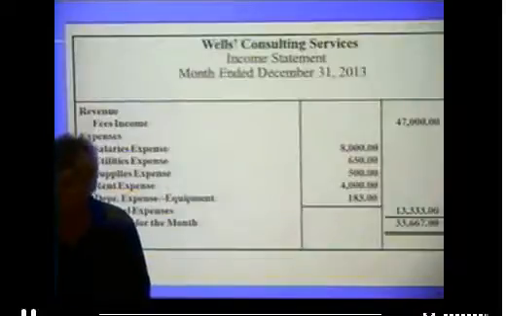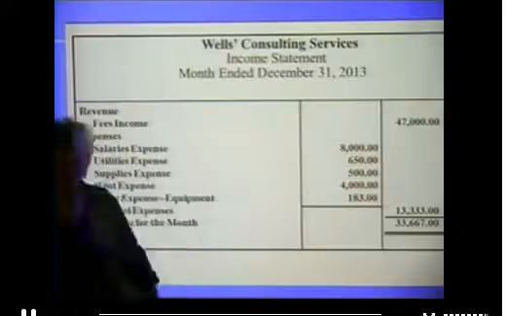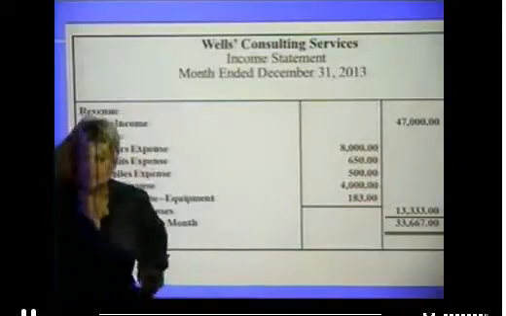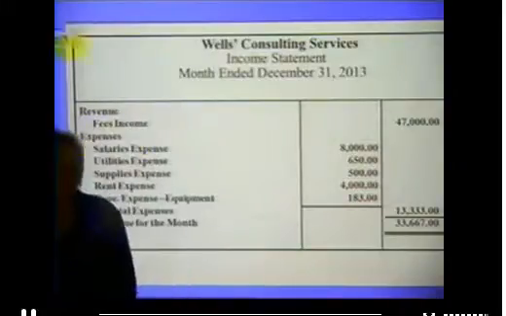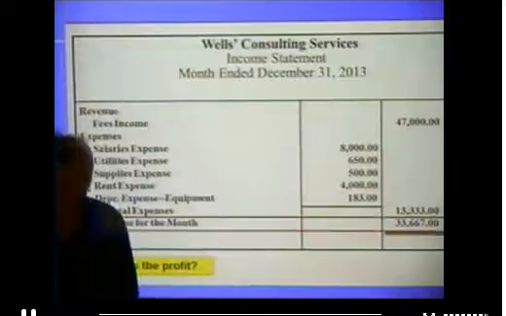Then what if he says, well, how did we do? Did we make money this time? Where is he going to look? He's going to look on the income statement, right? What's our profit or loss?